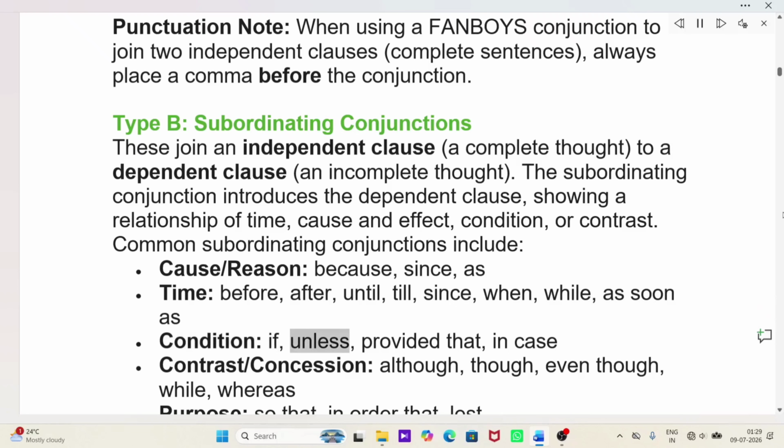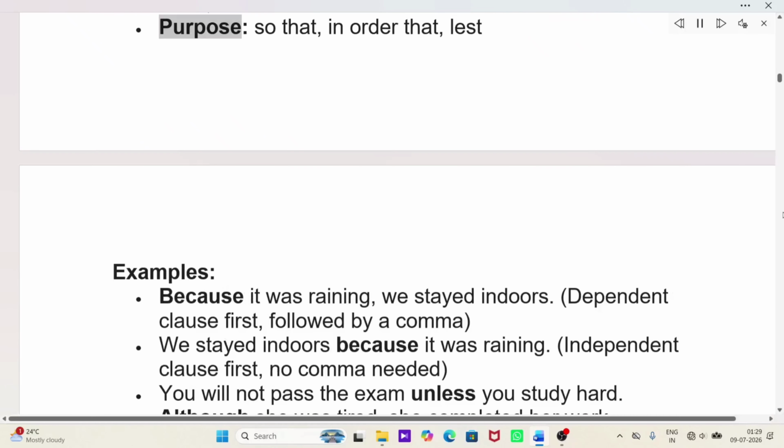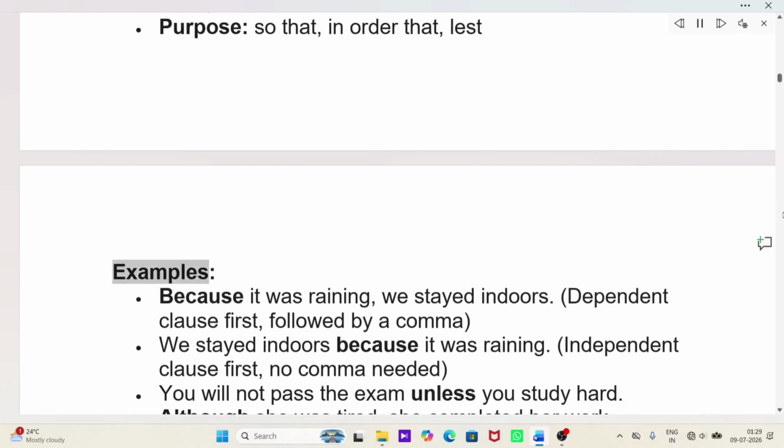Condition: if, unless, provided that, in case. Contrast/concession: although, though, even though, while, whereas. Purpose: so that, in order that, lest. Examples. Because it was raining, we stayed indoors. Dependent clause first, followed by a comma. We stayed indoors because it was raining. Independent clause first, no comma needed.